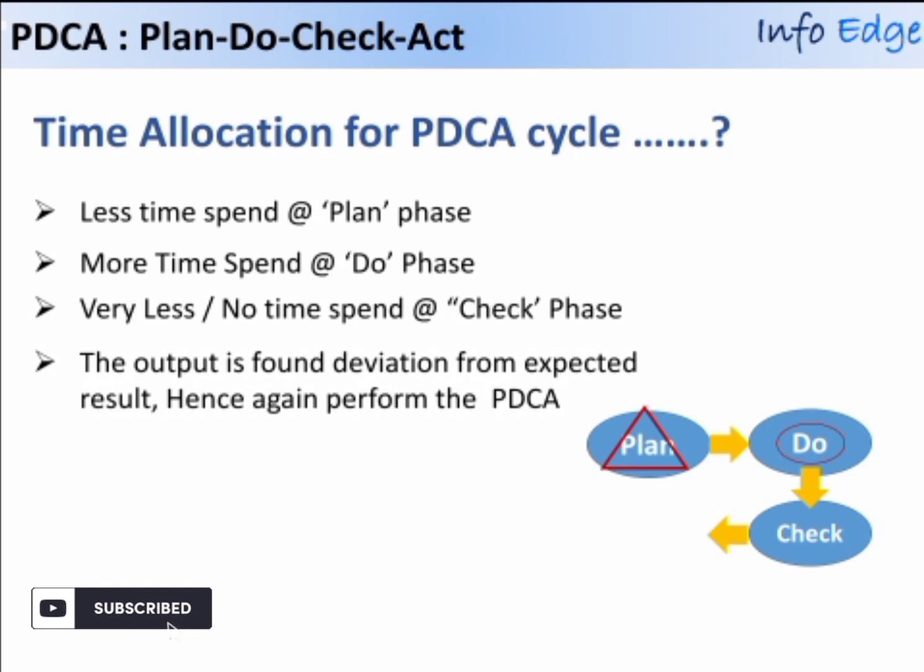And the fourth step is act. The output is a deviation from the expected results. Hence, again, re-perform the PDCA cycle.